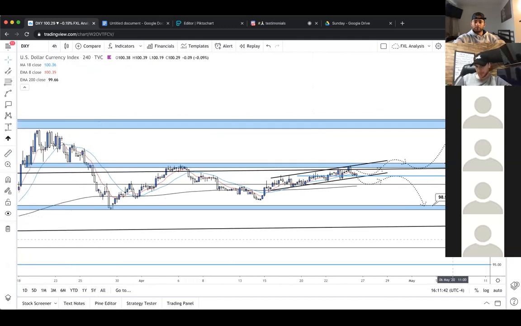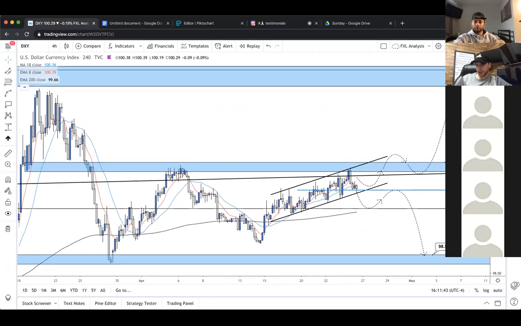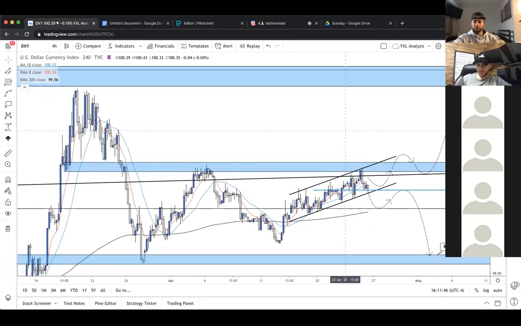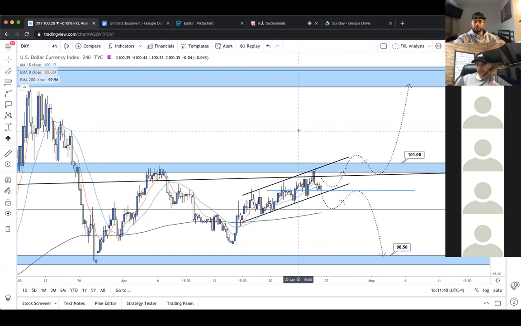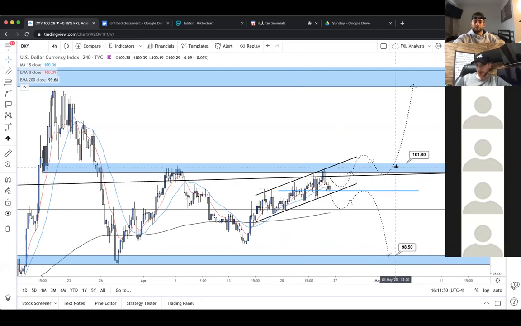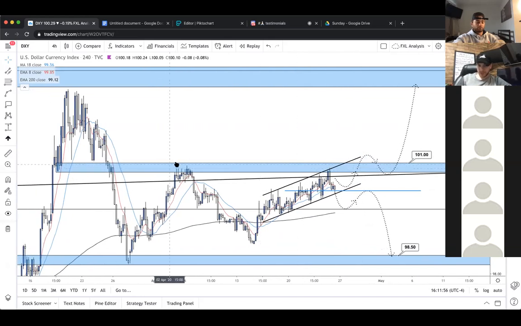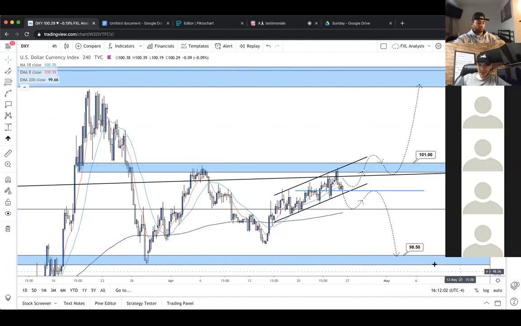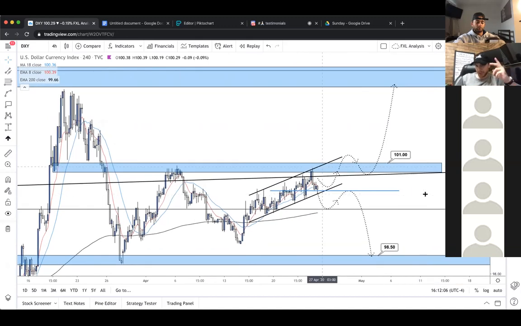So let's drop down to the 4-hour, get a little closer to current price action and see where we're at. So again, two potential scenarios from the current level. 101, right here, this blue zone is our major zone that we're at, right? It's a major resistance. We've seen rejection before, right? We've seen it test the support, break, test resistance, and now we're kind of ranging between 98.5 and 101. So from this level, we want to see two potential scenarios. Either price action falls out.